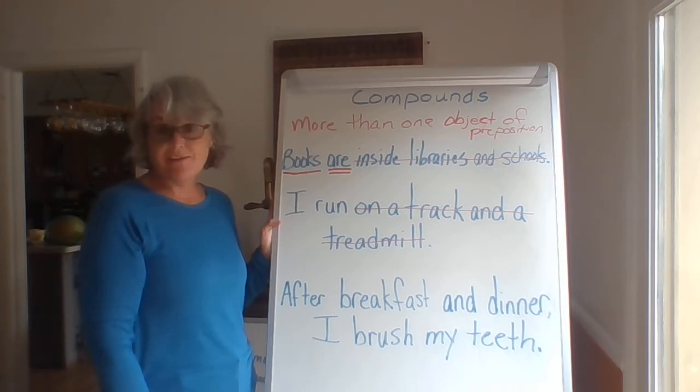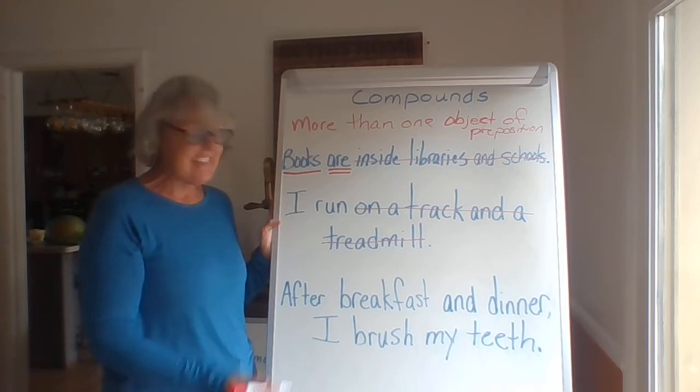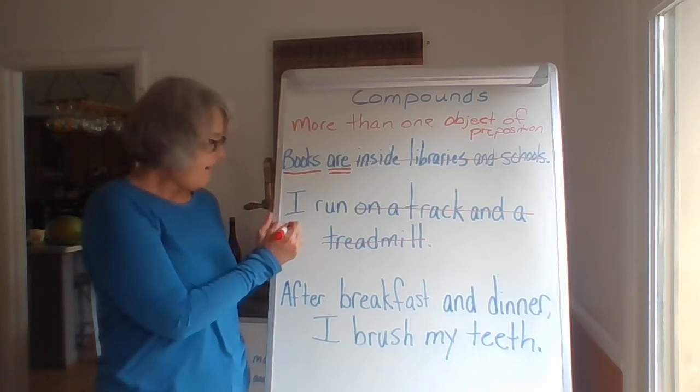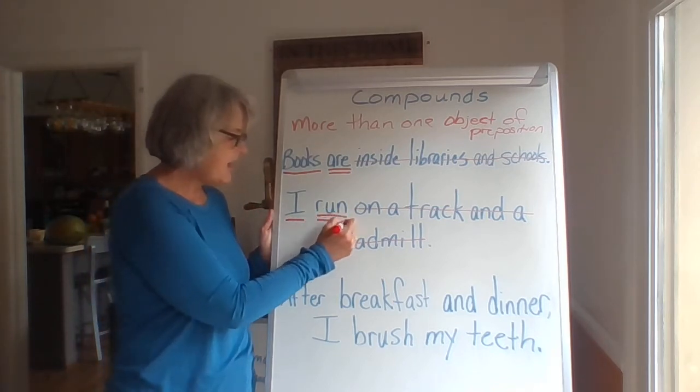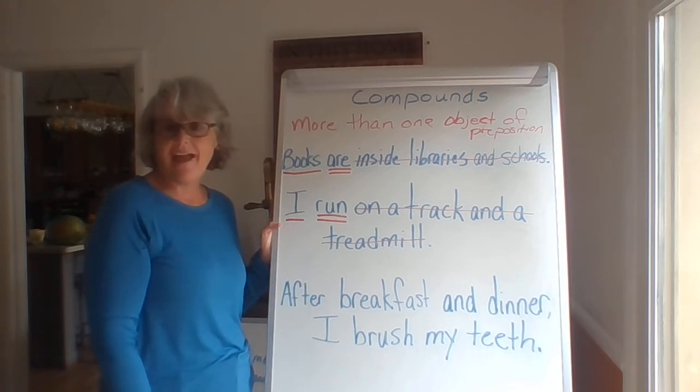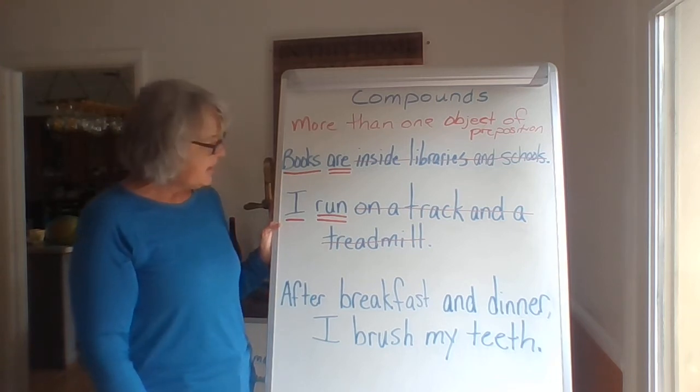Wow, it really narrows down our subject and verb, doesn't it? Yeah. So our subject, the who or the what: I. And what are we doing? We're running. Got a nice little action verb there. Single word action verb. All right, I run on a track and a treadmill.